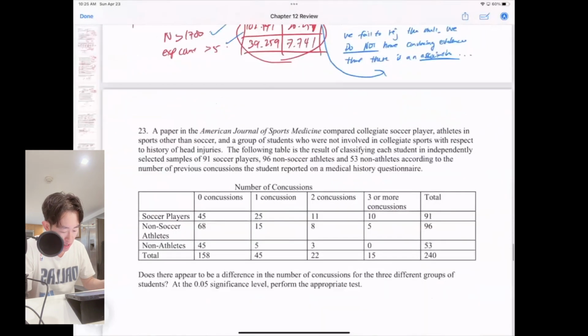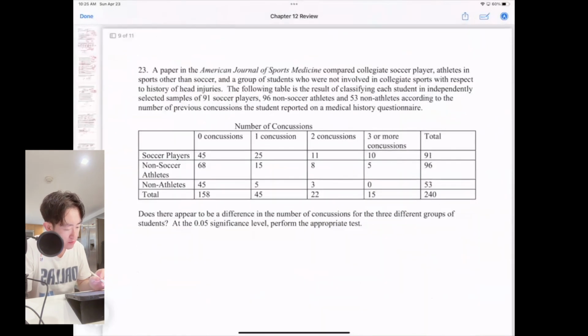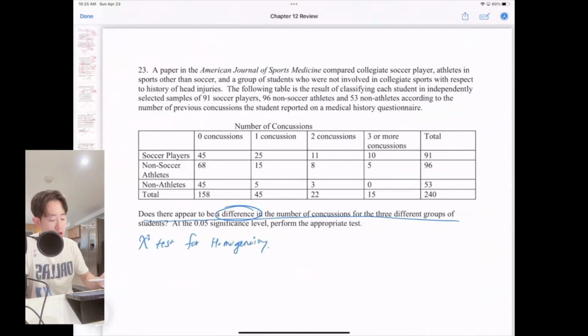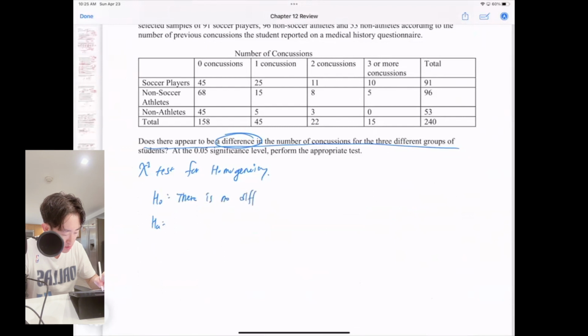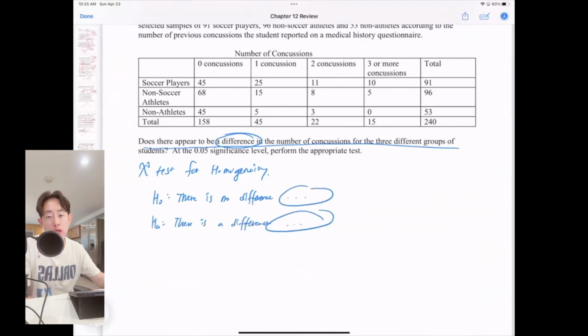Number 23. Again, we have a two-way table. Does there appear to be a difference in the number of concussions? Take a look, they're asking for a difference. This is a chi-square test for homogeneity. We have the null and the alternative. The null is that there is no difference, and the alternative is that there is a difference. I am abbreviating this a lot, but make sure that you put in the context there for me.